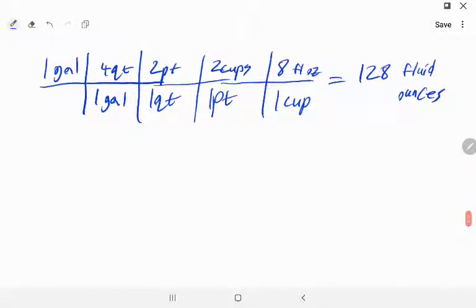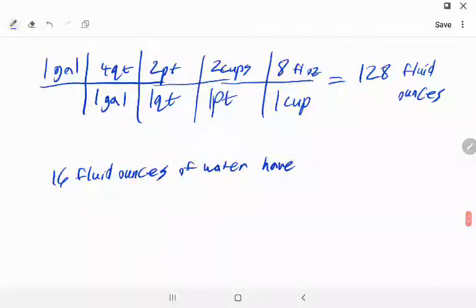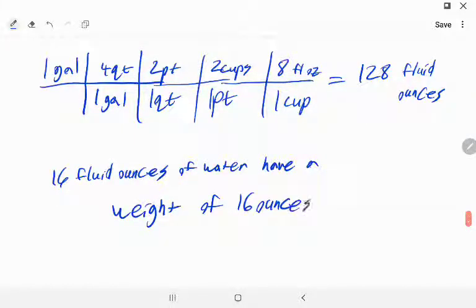And then just to mention it, why would we use fluid ounces for volume and ounces for weight? We notice that 16 fluid ounces of water have a weight of 16 ounces, which equals 1 pound. So water was a convenient way of measuring weight, and so it was easy to tie fluid ounces to regular ounces.